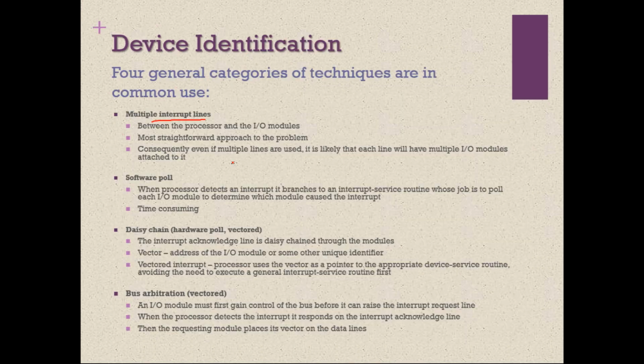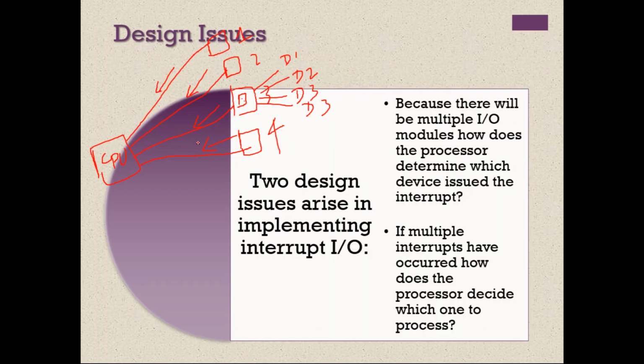This is a very simple and straightforward technique, but implementing it in practice is very difficult, because you cannot have different lines for different IO modules. It is highly impractical. Sometimes, even if you have multiple lines, all these 4 lines may be connected with different IO modules, but you may have one line which is connected with 2 modules. So this is one module, the fifth module. The fifth module is connected with the sixth module. It is not directly connected with the CPU.